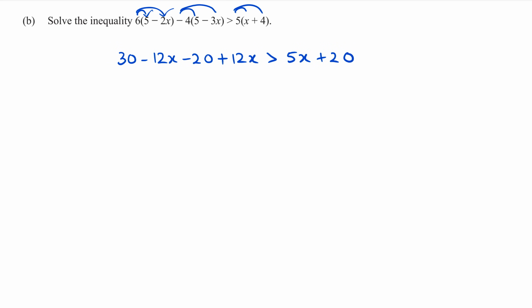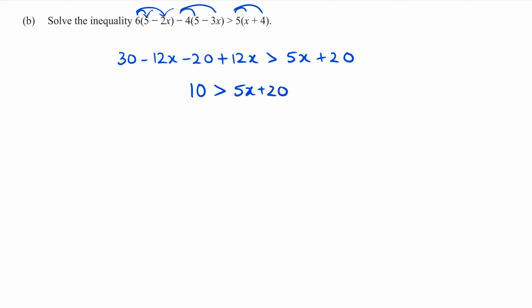So on the left-hand side, what I've got is negative 12x and 12x, so that just becomes 0. 30 minus 20 is 10. So I've got 10 is greater than 5x plus 20. Now it's really interesting that they've put the x on the right-hand side. Normally you'd have that x on the left-hand side. But anyway, let's just keep carrying on.